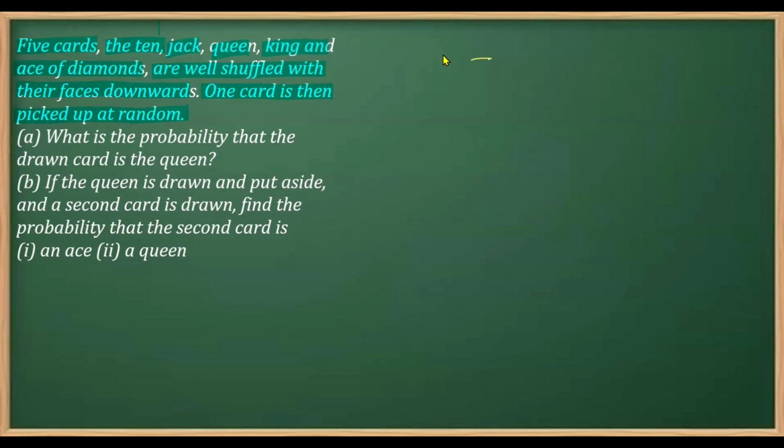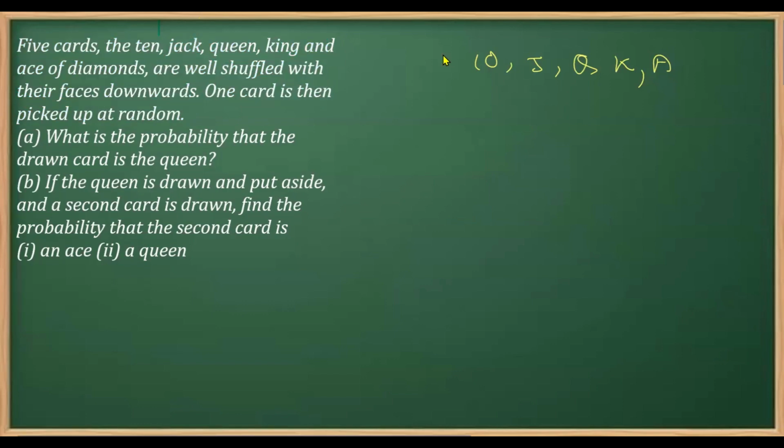I can see that is Jack. No, we have first 10, then Jack, Queen, King, and Ace. These are all of diamonds, right? It's written over here. Diamonds are well shuffled and their faces are down. That means we cannot see them. One card is drawn and picked from it.